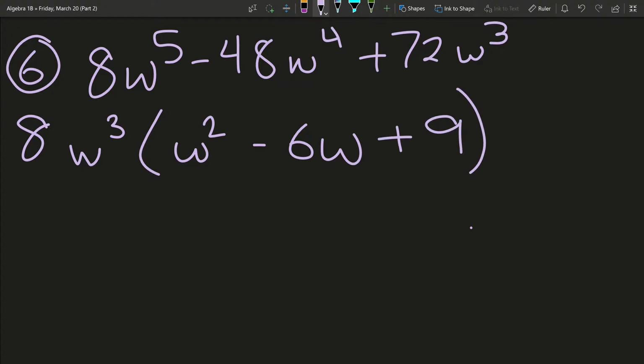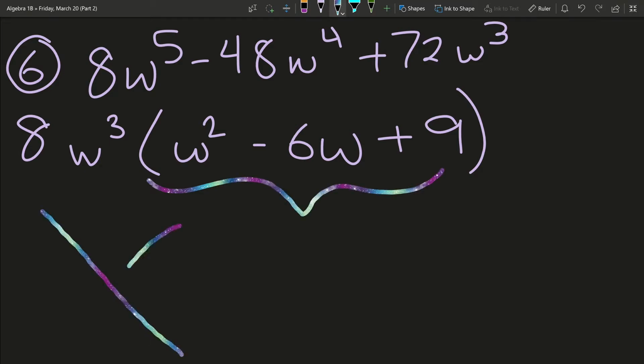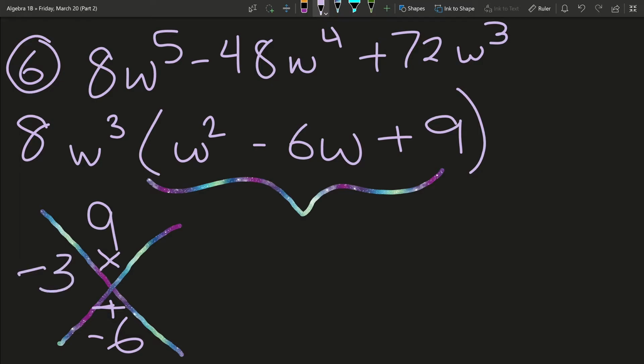And from here, we're able to factor. Let me erase this over here. Okay. From here, we can factor this piece right here. On the top, we have 9. On the bottom, we have negative 6. Now, what are the factors? What factors multiply to 9, but add up to negative 6? That would be negative 3 and negative 3.